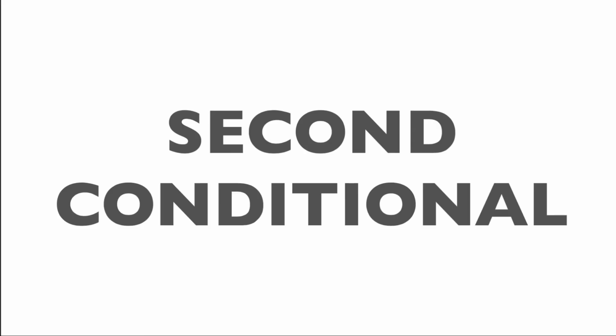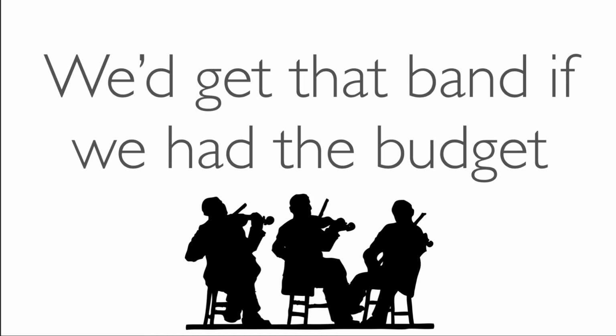Now, when it comes to weddings, it's all about money. It's all about your budget. So the budget is the total money you have to spend on the wedding. So let's look at some examples now. We'd get that band if we had the budget. So we love that band, but that band is expensive. We don't have the money for the band, but we would get that band if we had the budget.